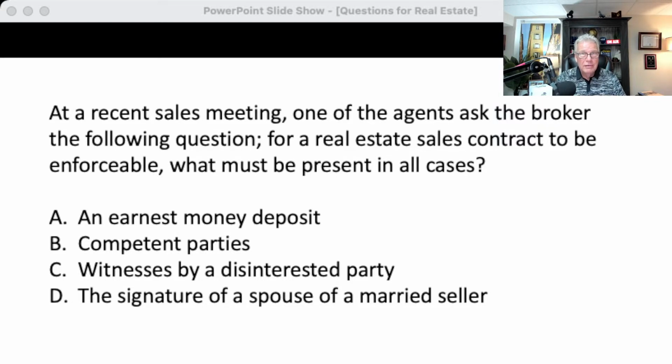I'm not going to get into deeper conversations on the seller, but when we reread this question, it's just asking, the agent wanted to know, for a real estate contract to be enforceable, doesn't say anything about seller or buyer, just the real estate contract to be enforceable, what must be present in all situations? Well, the correct answer is competent parties.